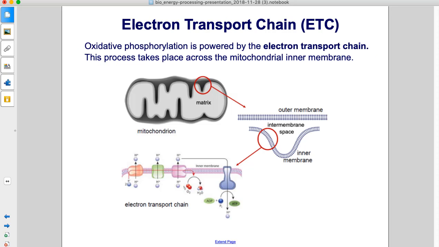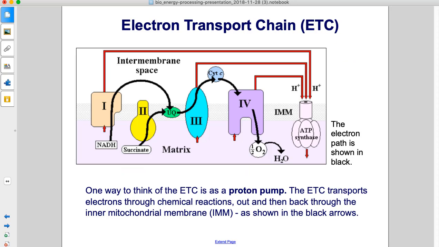Oxidative phosphorylation is powered by the electron transport chain. This takes place across the mitochondrial inner membrane. So here we have a diagram of the larger mitochondrion, and here is more detail, the outer membrane here. This is the inner membrane here. And then we have an even closer look at this inner membrane here. Let's look even closer. So now let's take a more detailed look at the electron transport chain.